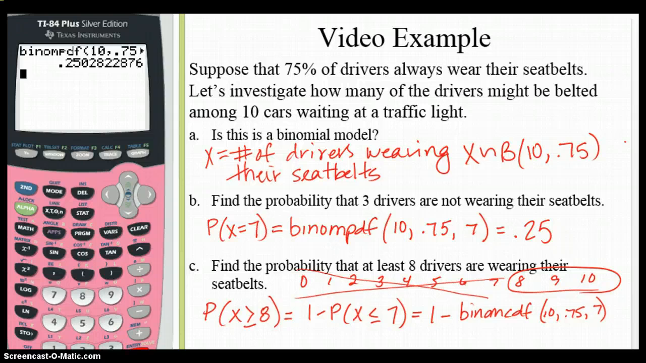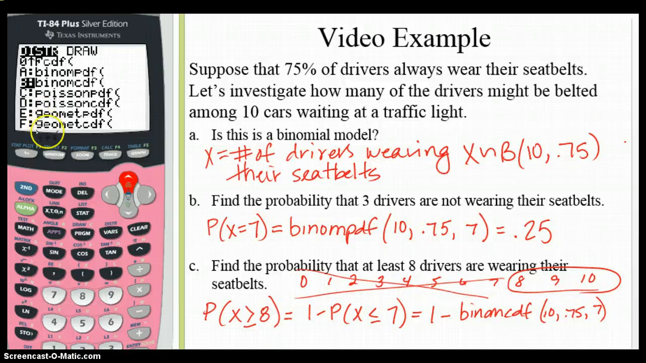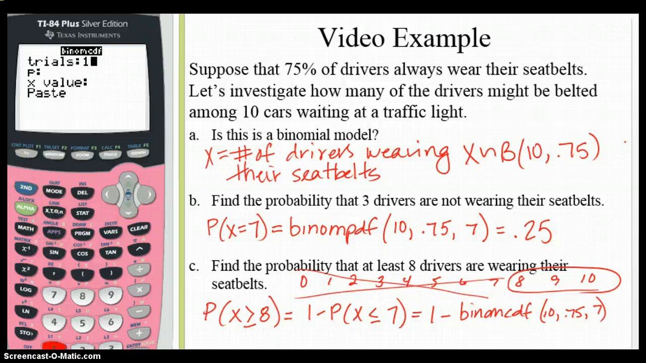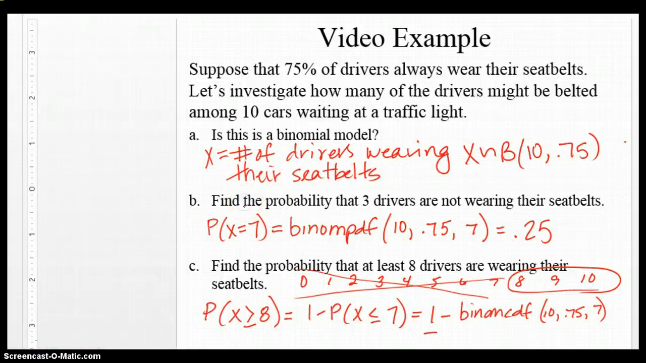So again, we're going to find that in the calculator. We're going to go to distributions, and we're going to find binomial CDF. Number of trials is 10, p is 0.75, x value is 7. I forgot to do the 1 minus. So I'm going to go back over and insert 1 minus binomial CDF. And we get 0.53. Okay, so that's how you do binomial CDF and binomial PDF on the calculator, and you do not have to do it by hand.